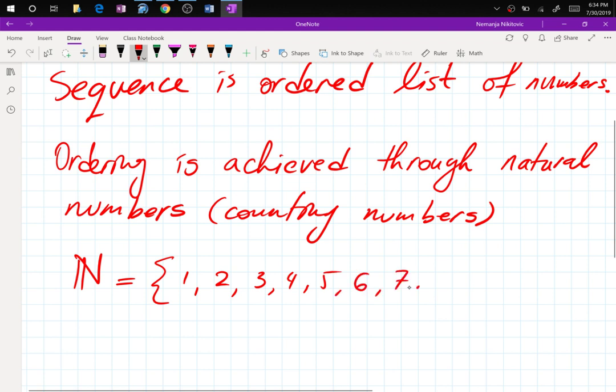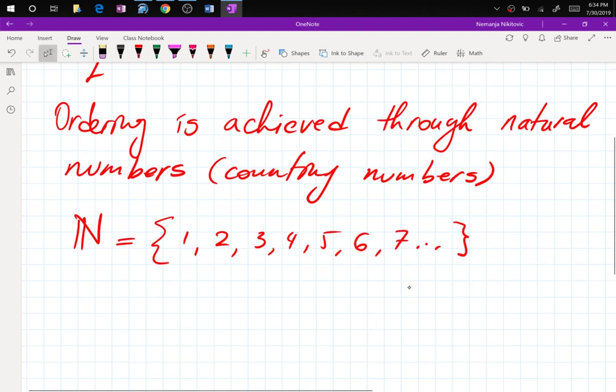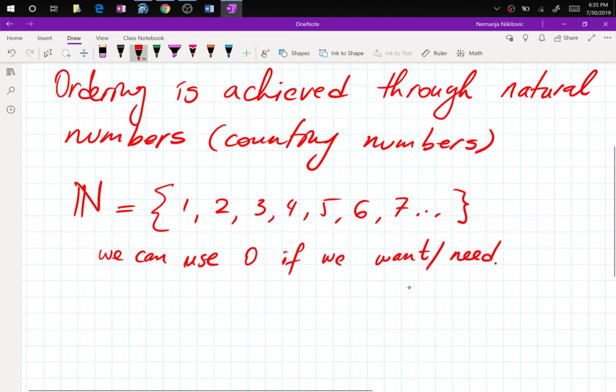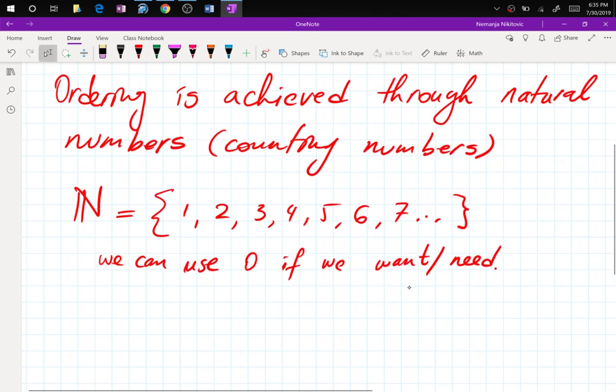And ordering is clear because that's the set of counting numbers. Now, I'm just going to say over here, we can use 0 if we want or need. So some problems will have 0, some problems will not have 0, depending on the situation. It will be clear what's going on. So ordering is achieved through natural numbers, counting numbers, and that's that.